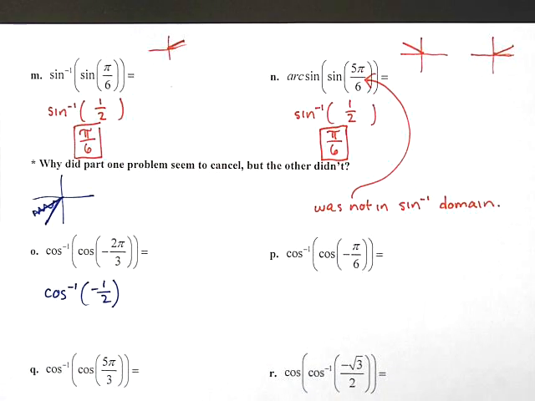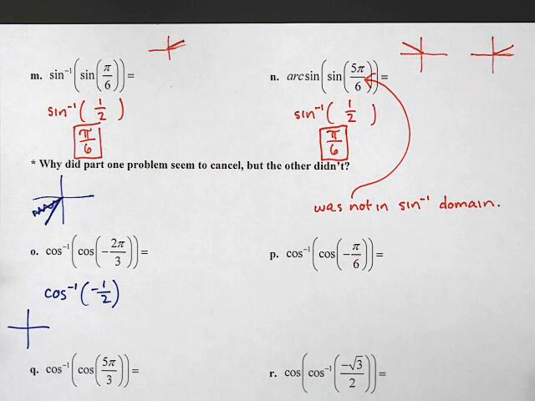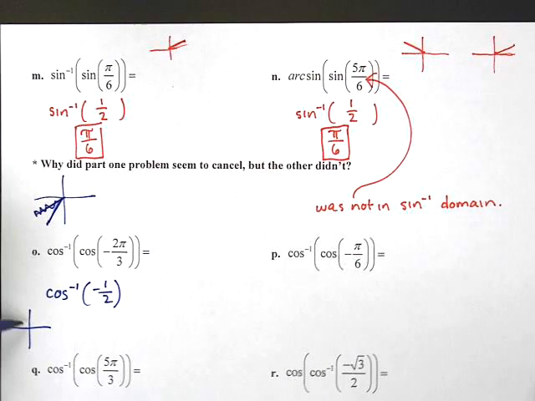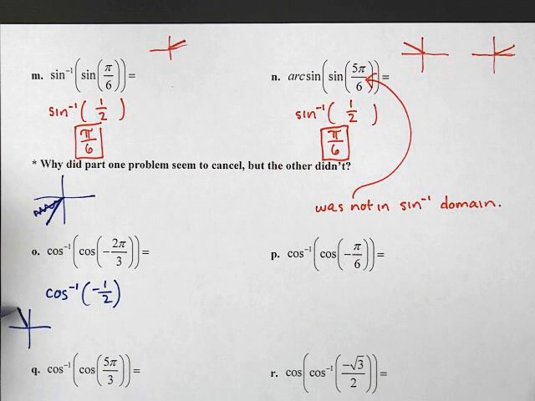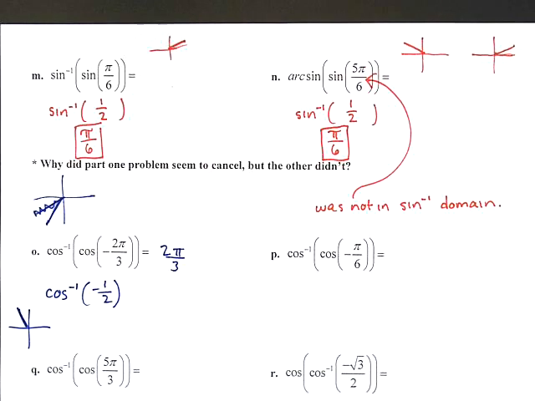Now we think the same thing. Well, I need to know where my x value is negative 1/2. But again, it's inverse cosine, so it can only be in quadrants 1 or 2. Well, that means I'm here, up in quadrant 2, and I know that that is 2 pi over 3.